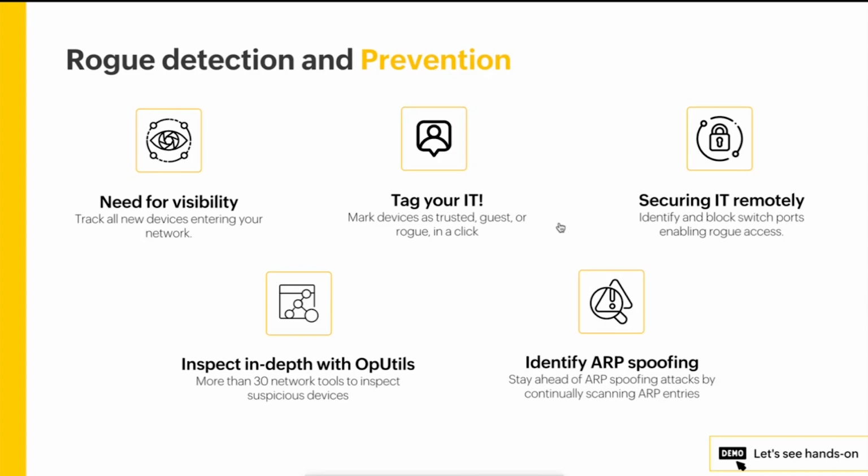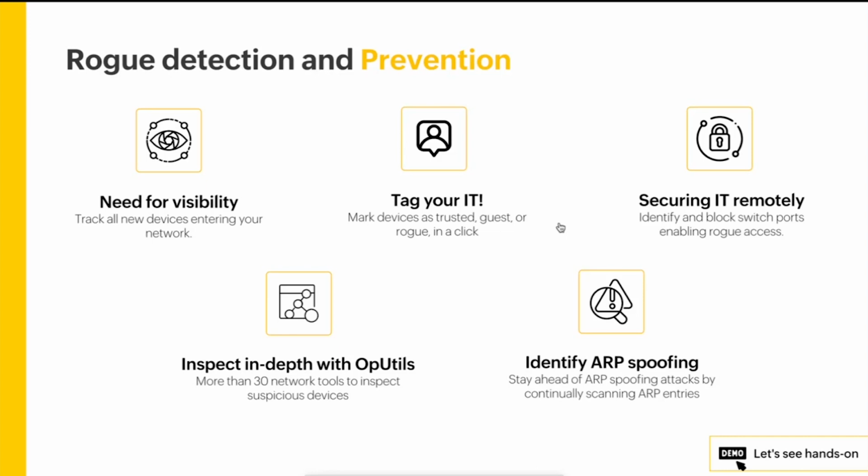Now comes the number of devices that are neither in your AD nor devices you have whitelisted. So these devices might have some malicious intruders in them. So it is important that you inspect these devices. It is important that you are made aware of these devices. And it's important that you are capable of blocking these devices if they are malicious agents. So that's where the tag capability of OpUtils comes in. You can mark these devices as trusted, guest, or rogue.